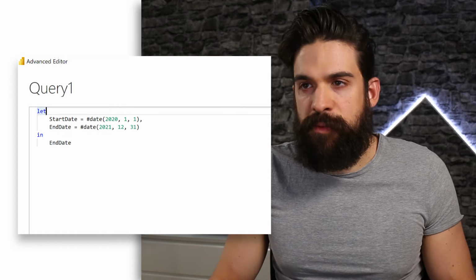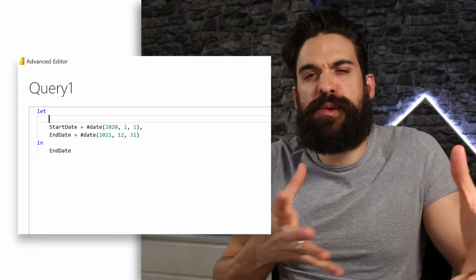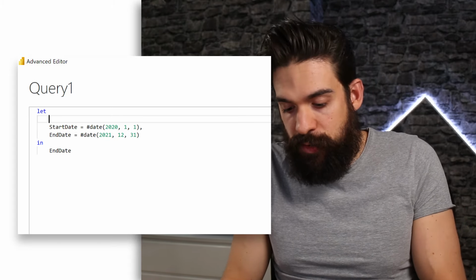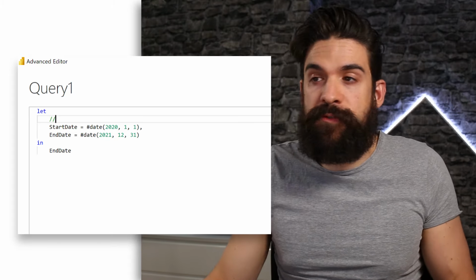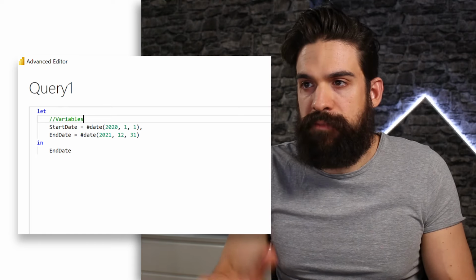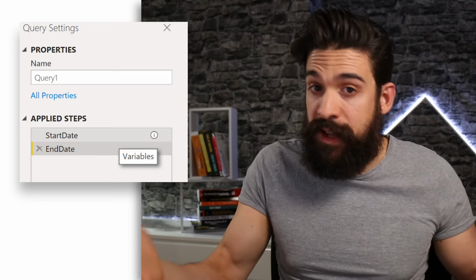Now we can also put in a comment or more information. So what we are defining now are the variables that we're going to use in our functions later on. To put in a comment, I can just do // and then type in something like, okay, here are my first variables. I'm gonna click on done. And you see here under applied steps, we now have a starting date, ending date, and there's this info button. When you hover over it, it basically shows what was in that comment.